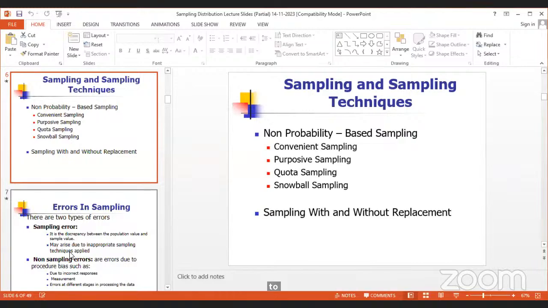That procedure has no random chance, has no chance mechanism, has no probability in its selection. You did the selection because you have access to that population.